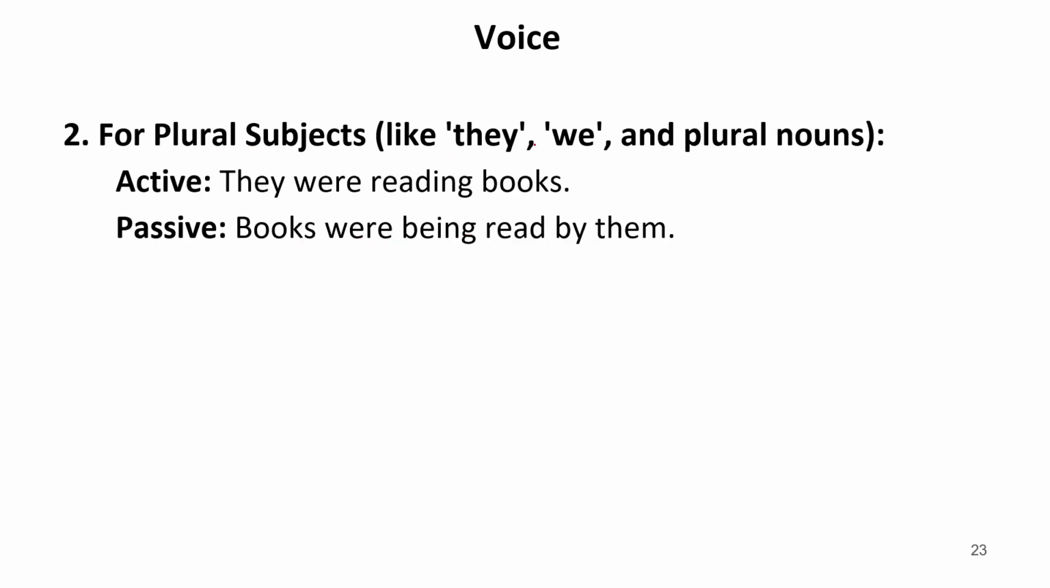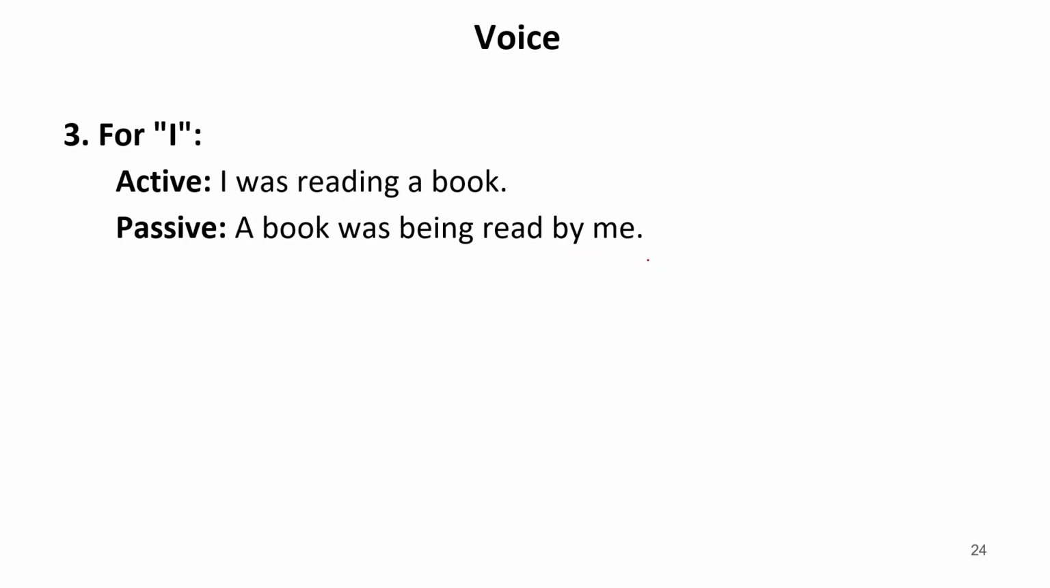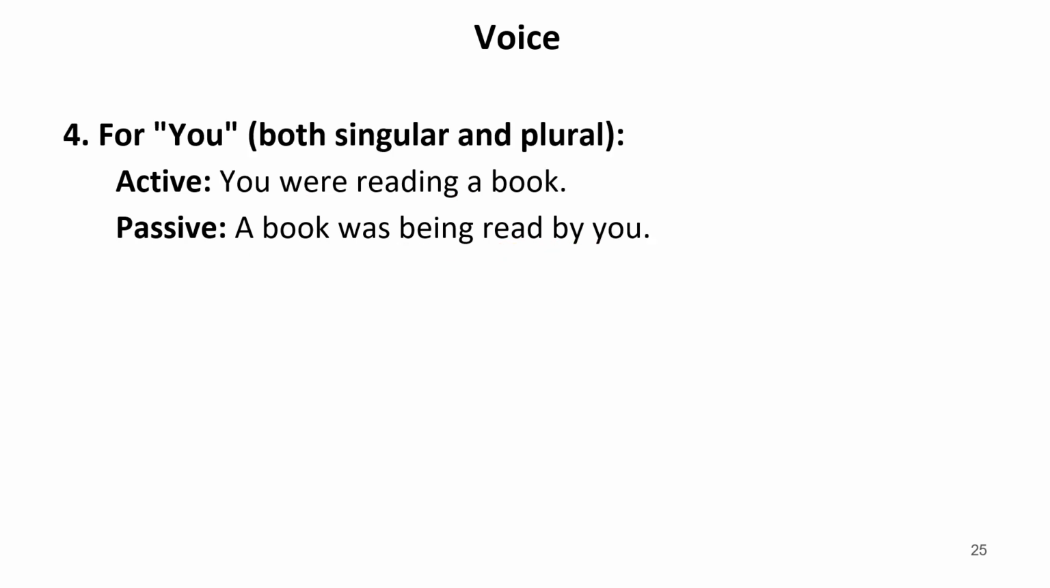Now for plural subjects like they, we and all, they were reading books. So books were being read by them. In case of I was reading a book, a book was being read by me. So this is past continuous tense. For you were reading a book, a book was being read by you.